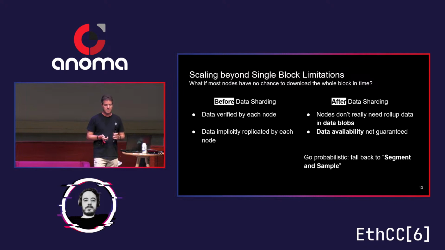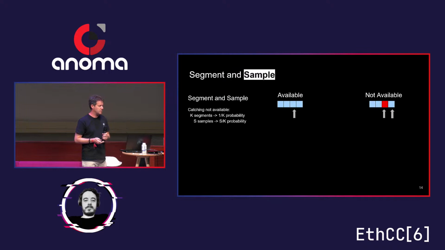So after data sharding, you will not have these. But nodes don't really need the block, because the data which is inside, the rollup data, is not something they should interpret. And they don't have the block, so they don't have data availability, they don't know about it, so they should do something about this. And this is what they do. We are segmenting the block, and they are sampling that block. And this is what we are speaking about.